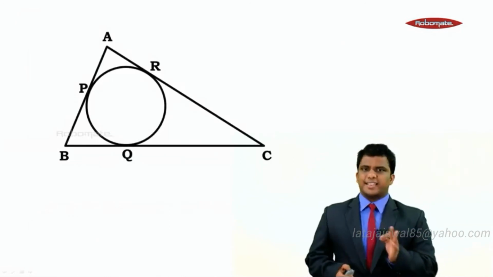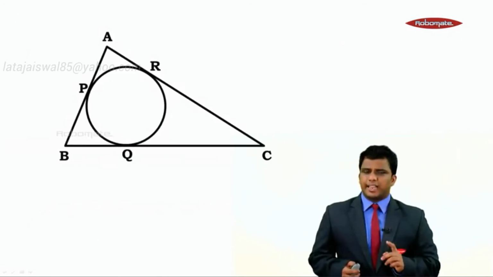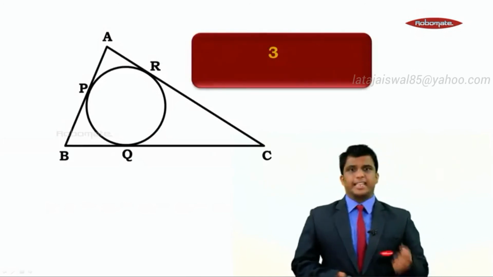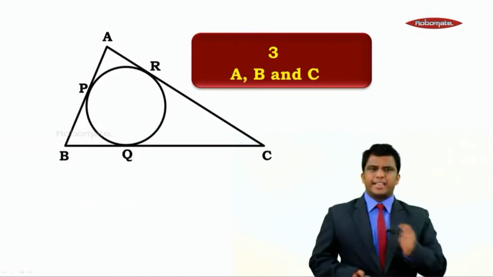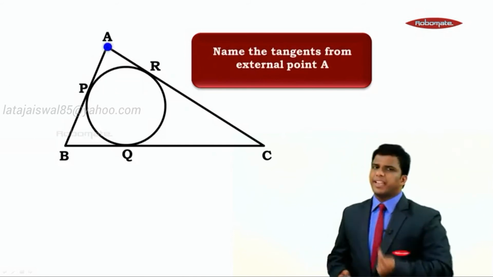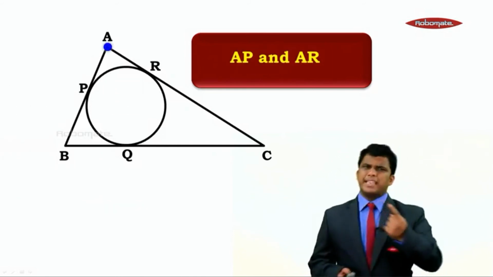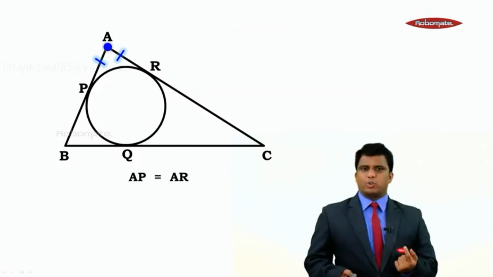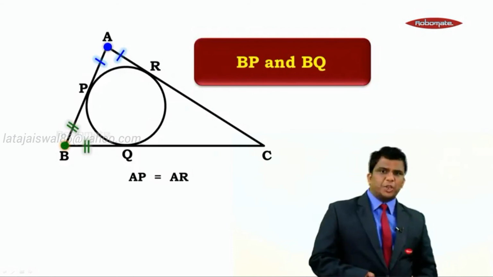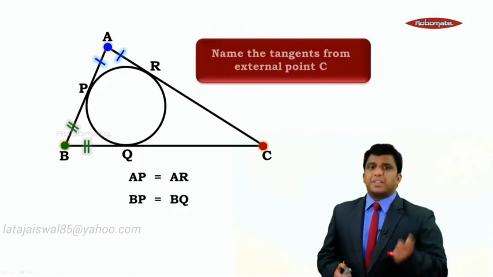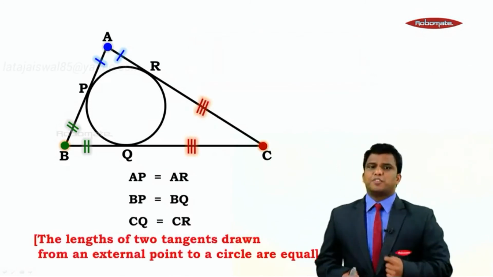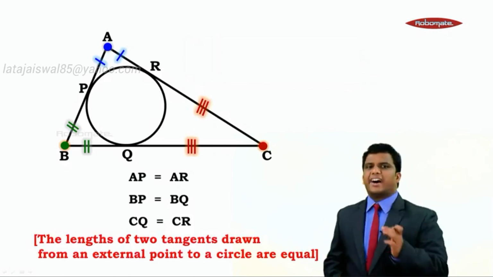Let's understand this further. Here we have a circle which is an incircle for a triangle. How many points do we see in the exterior? There are 3 points, namely A, B and C. Let's look at point A first. Which are the tangent segments, the tangents from A to the circle? AP and AR. And we know they are equal. Let's take point B. The tangents from B are BP and BQ, and again they are equal. What about C? CQ and CR, and they are equal. But what should be the reason? The lengths of two tangents from an external point to a circle are equal.